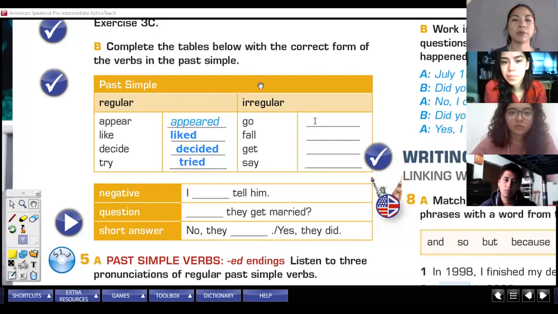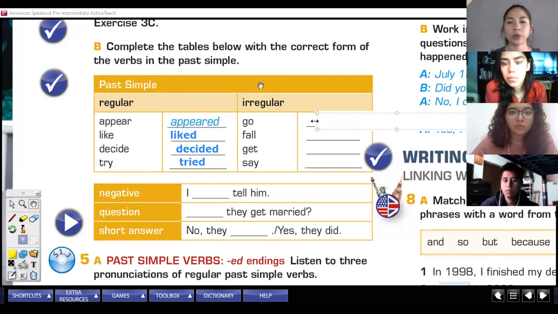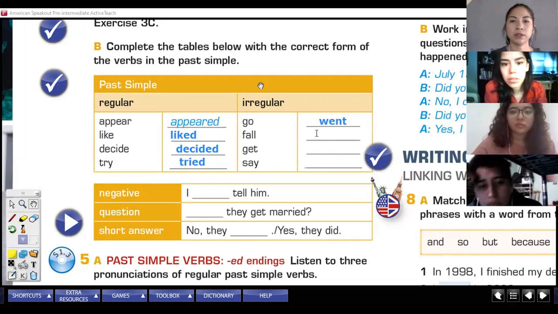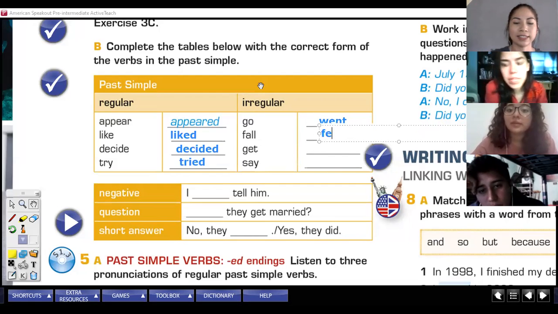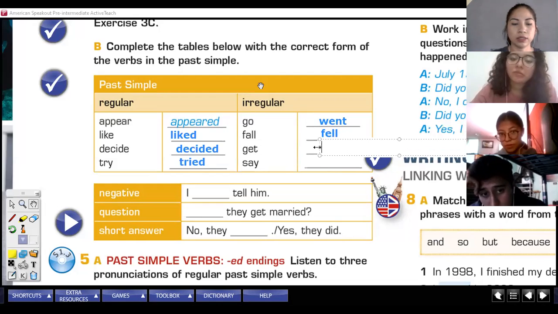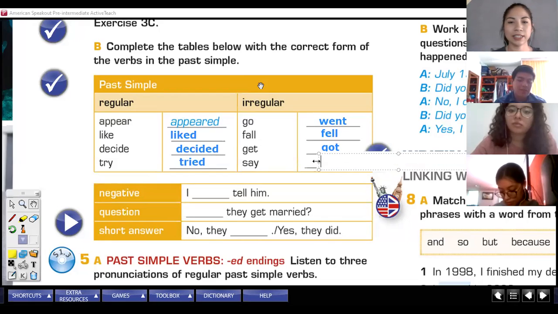And for irregular verbs, they change. Go, you have went. Fall, fell. Fell, good. Get, got. And say, said. Pronunciation, said. Very good.